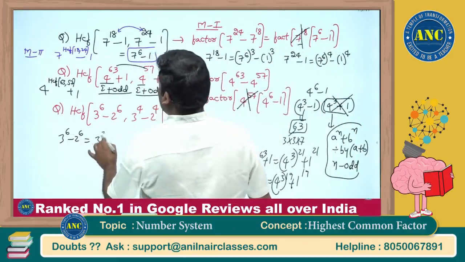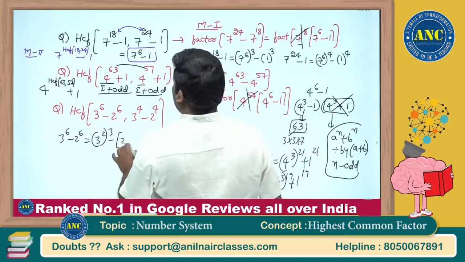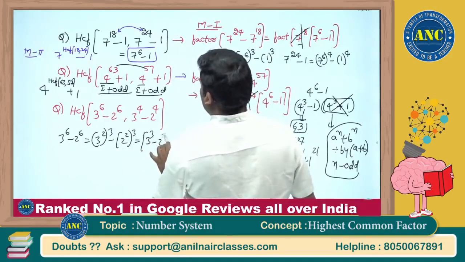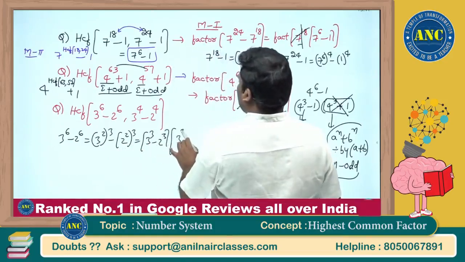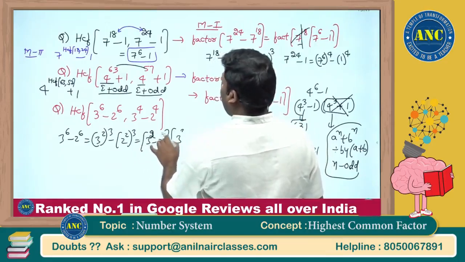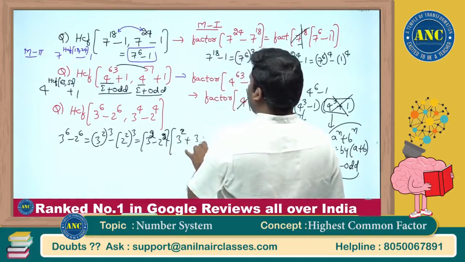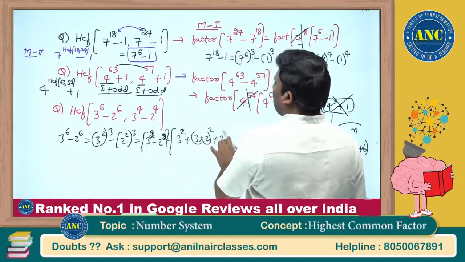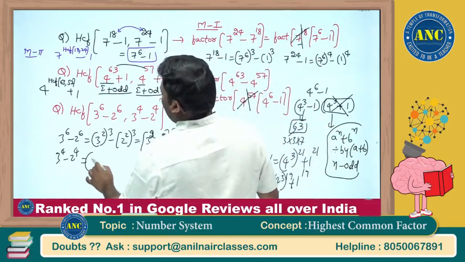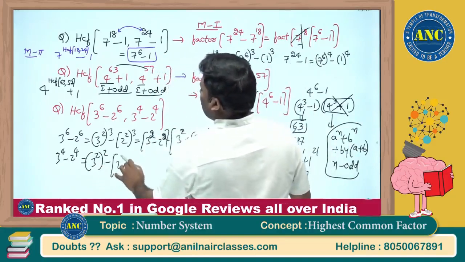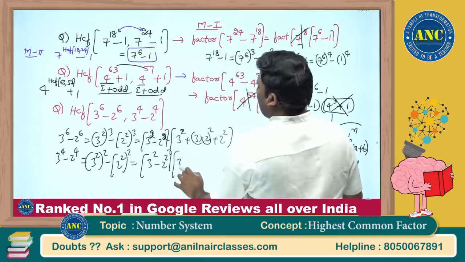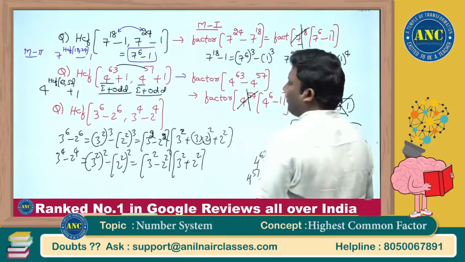This can be written as a cube minus b cube, which is 3 square cube minus 2 square cube. I hope it is clear. So these a cube minus b cube, 3 square minus 2 square, 3 square plus 3 into 2 whole square plus 2 square. Similarly, it will be 3 power 4 minus 2 power 4, which is 3 square whole square minus 2 square whole square. A square minus b square, 3 square minus 2 square into 3 square plus 2 square.